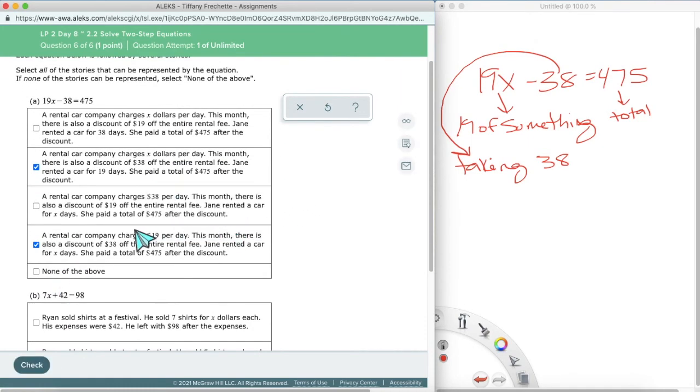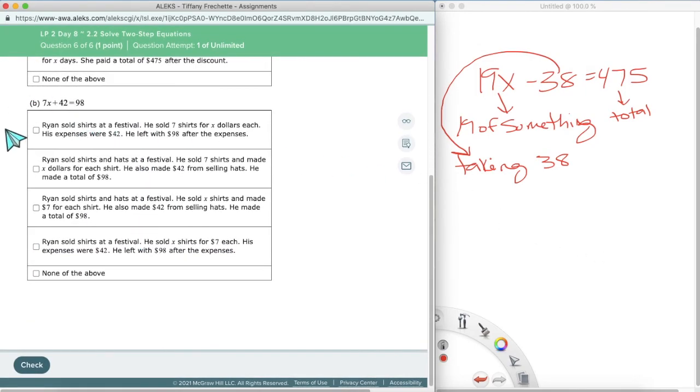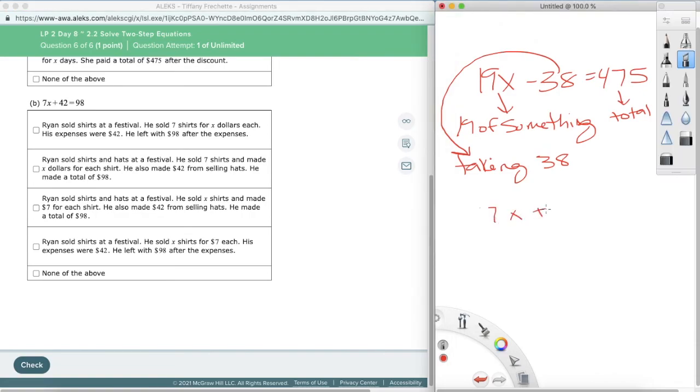Okay. So we're going to take into account this scenario now. Now we don't have 19 of something. Now we have 7 of something, and we're adding 42. So that's going to be an increase word we're looking for. And then the total will be 98. So it's the same idea as this guy, but now we have 7x plus 42 equals 98. So now 98 is our total that we're looking for.